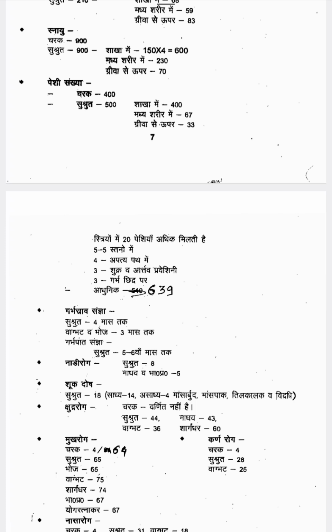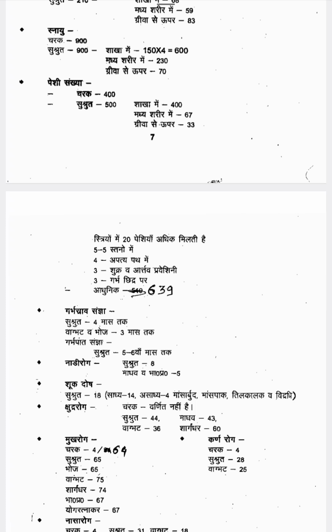Okay, usually muscles are 500 according to Susruta. And he has mentioned that in females an extra 20 are there. So in females 520 muscles are there. In males 500 muscles are there. So the 20 muscles, how are they distributed? 5 are present in each breast area.